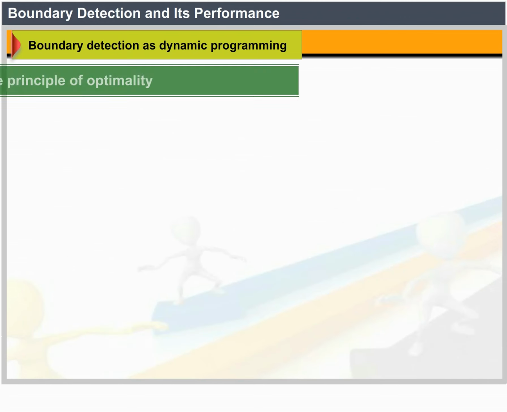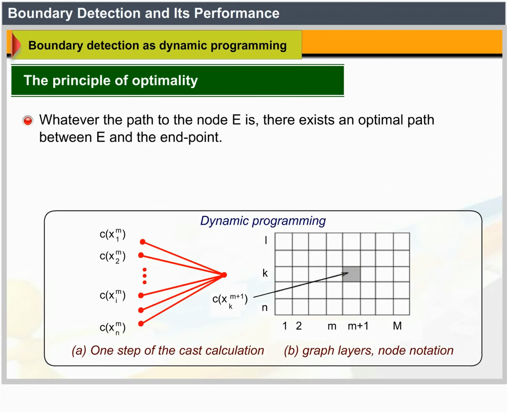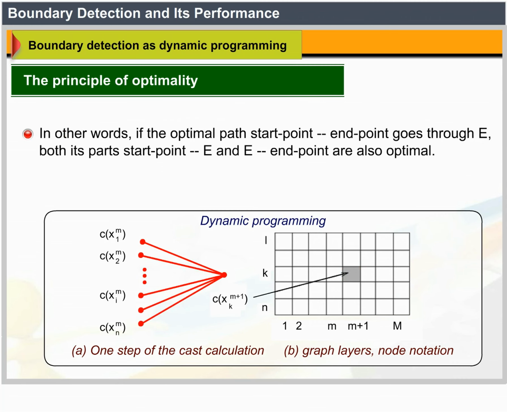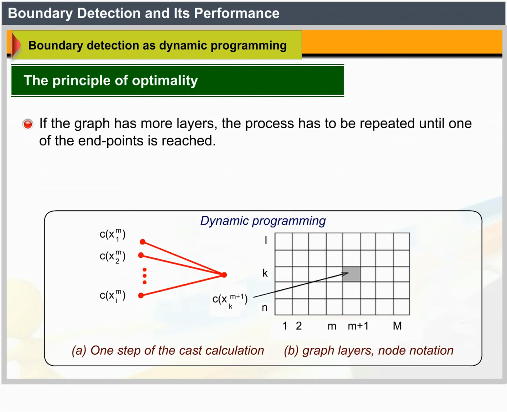The main idea of the principle of optimality is, whatever the path to the node E was, there exists an optimal path between E and the endpoint. In other words, if the optimal path from start point to end point goes through E, then both its parts are also optimal. The figure shows the dynamic programming: A, one step of the cost calculation; B, graph layers, node notation. If the graph has more layers, the process is repeated until one of the endpoints is reached.